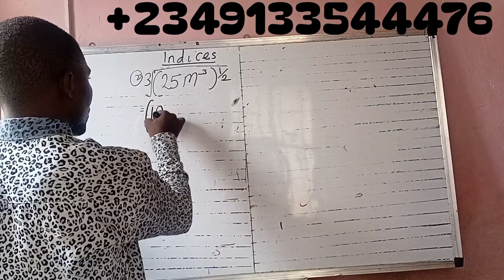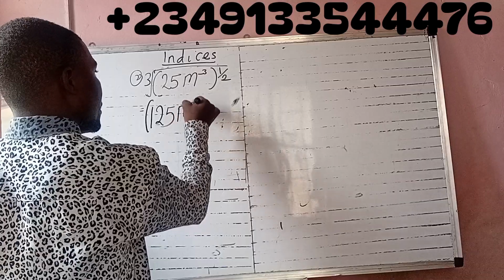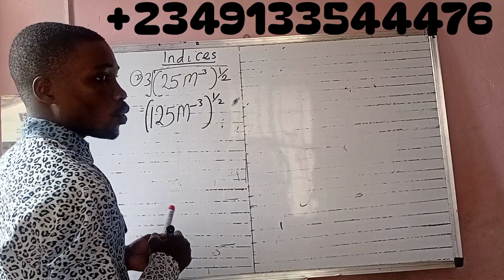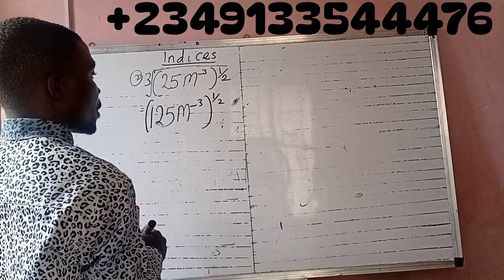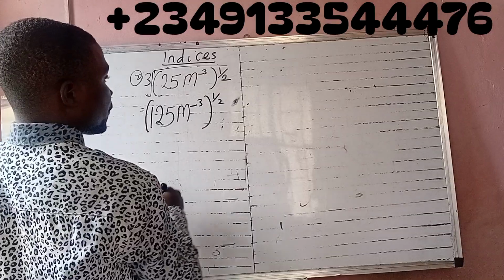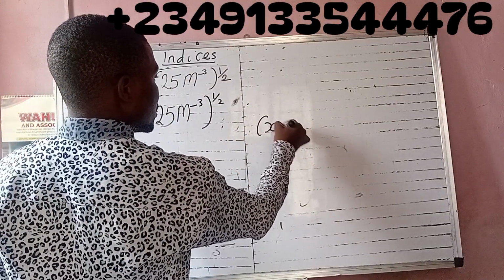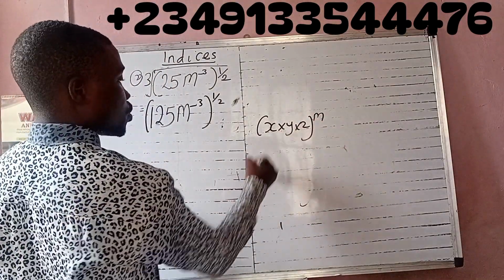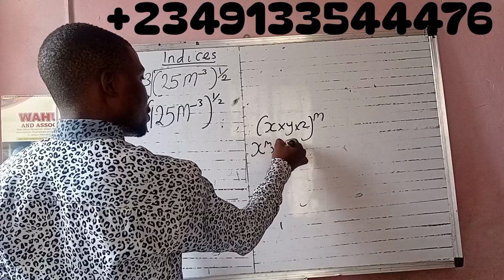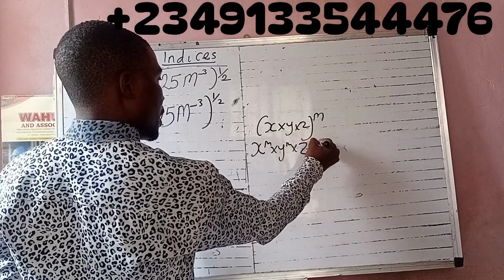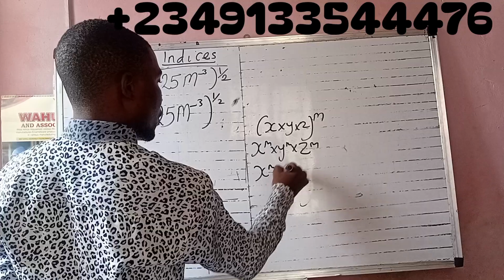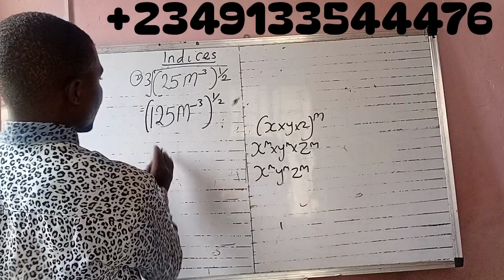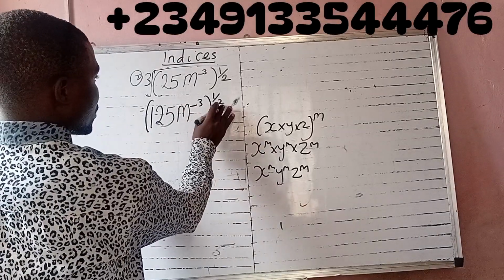I'm having 125 m minus 3, everything is to the power minus 2. Now we have a law under indices, the product power law. It says that if we have x multiplying y multiplying z raised to power m, we should assign the power to each variable. So we have x raised to power m times y raised to power m times z raised to power m. So this is the law. So let's apply this law here. 125 is multiplying m raised to power minus 3. So let's assign the power to them.